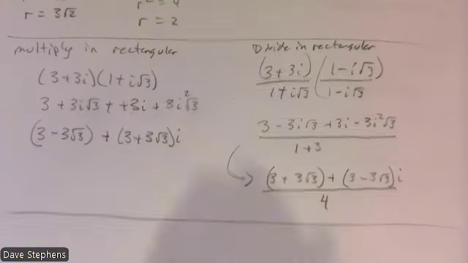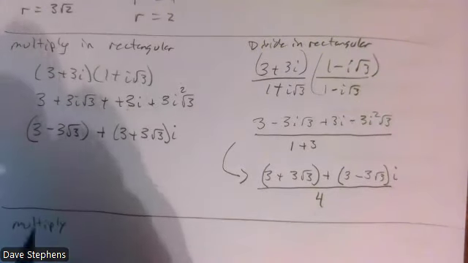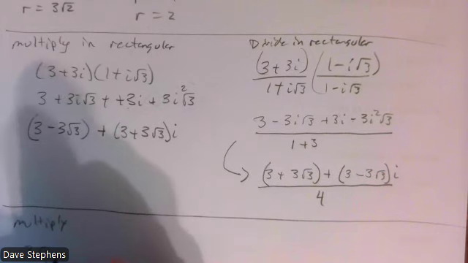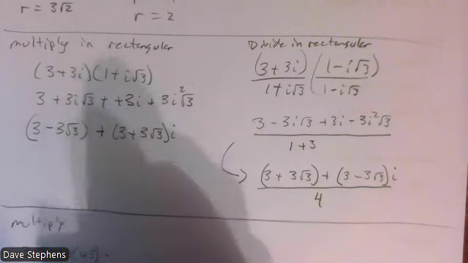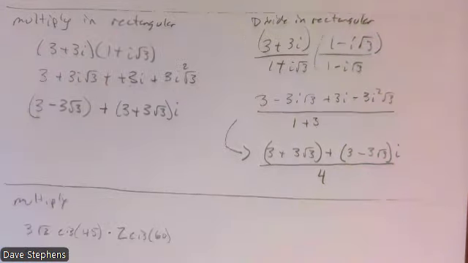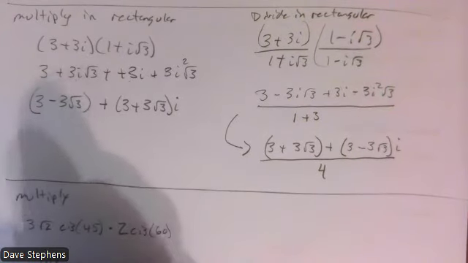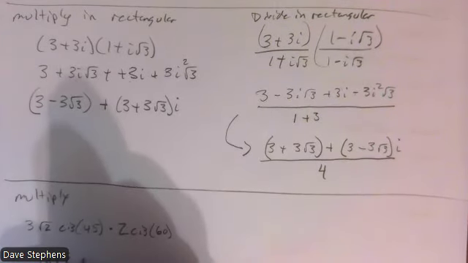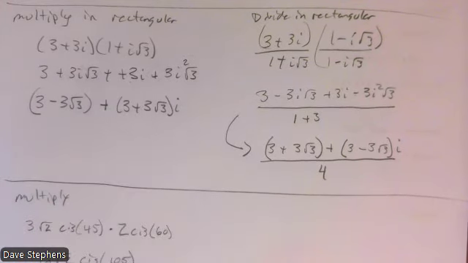All right, so we want to multiply. We have 3 root 2 CIS 45 times 2 CIS 60. And on the marks I go. 3 times 2 is 6, so we get 6 root 2 CIS 45 plus 60, it's 105.